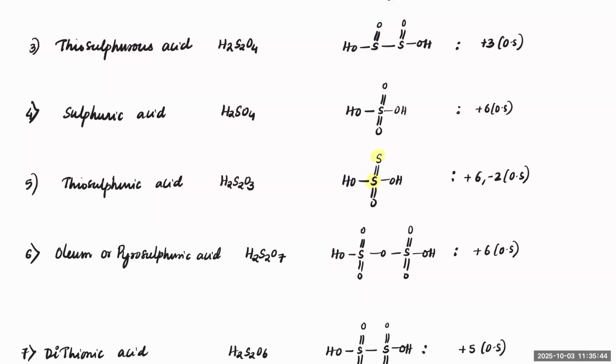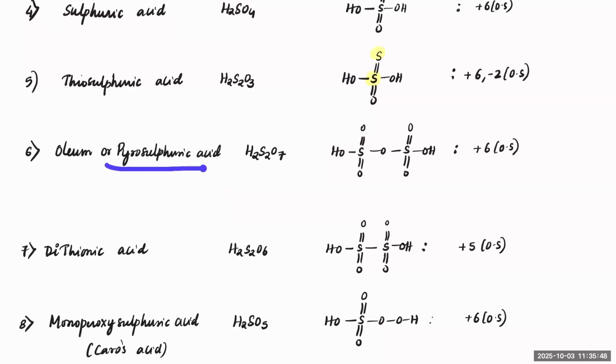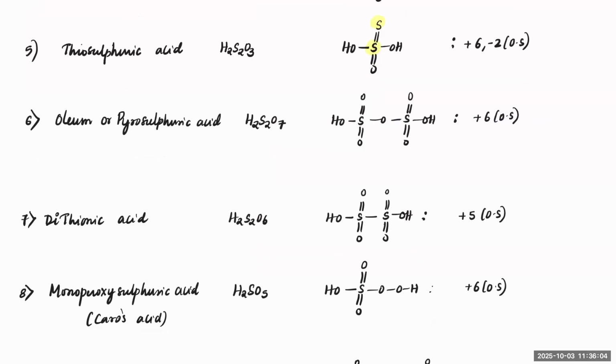Next is oleum. Oleum is nothing but pyrosulfuric acid. Basically, if I take 2 moles of sulfuric acid and remove water out of it, then you'll get an S-O-S bond. The rest of the structure is the same. So this is pyrosulfuric acid.